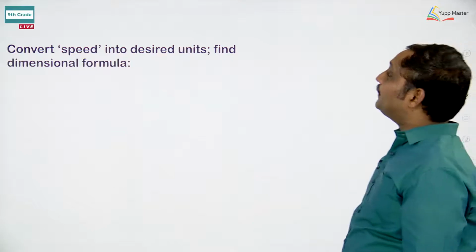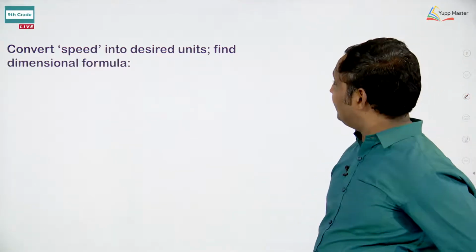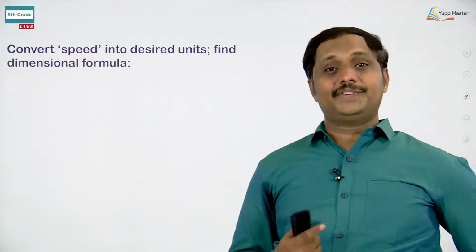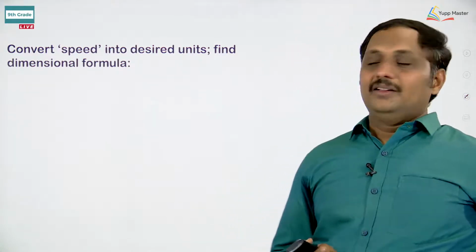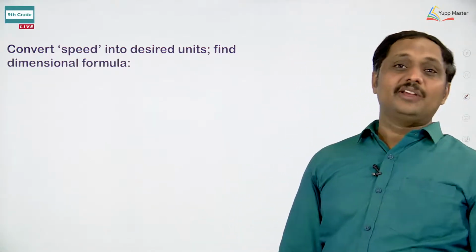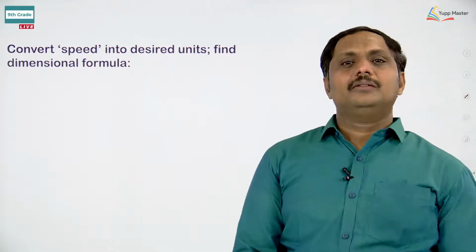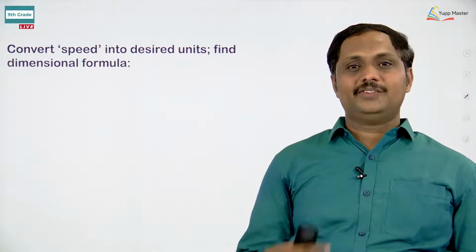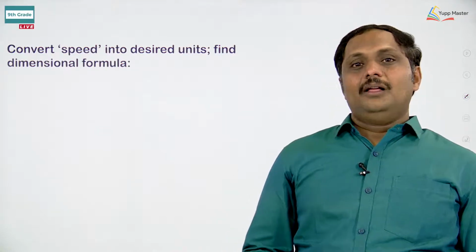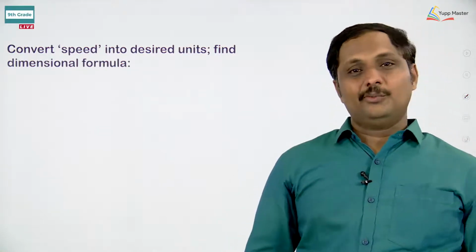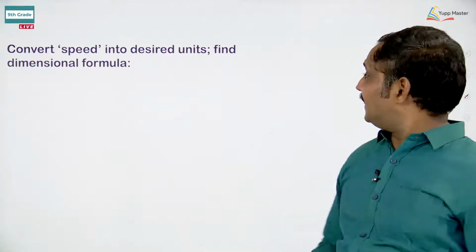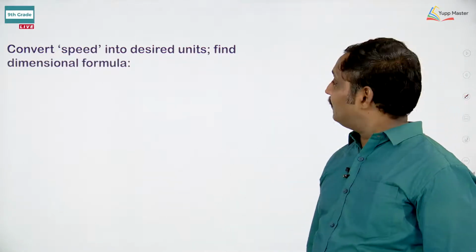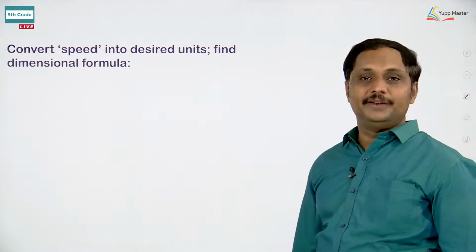Yeah, convert the speed. While we are talking about speed, how has that speed been estimated? You have discussed that. Can you guess the speed of a train? Probably it may be 80 km per hour, generally based on the condition. 80 kilometers, 90 kilometers per hour, whatever it may be. Here they have given the speed into desired units, and we need to find the dimensional formula of the speed.